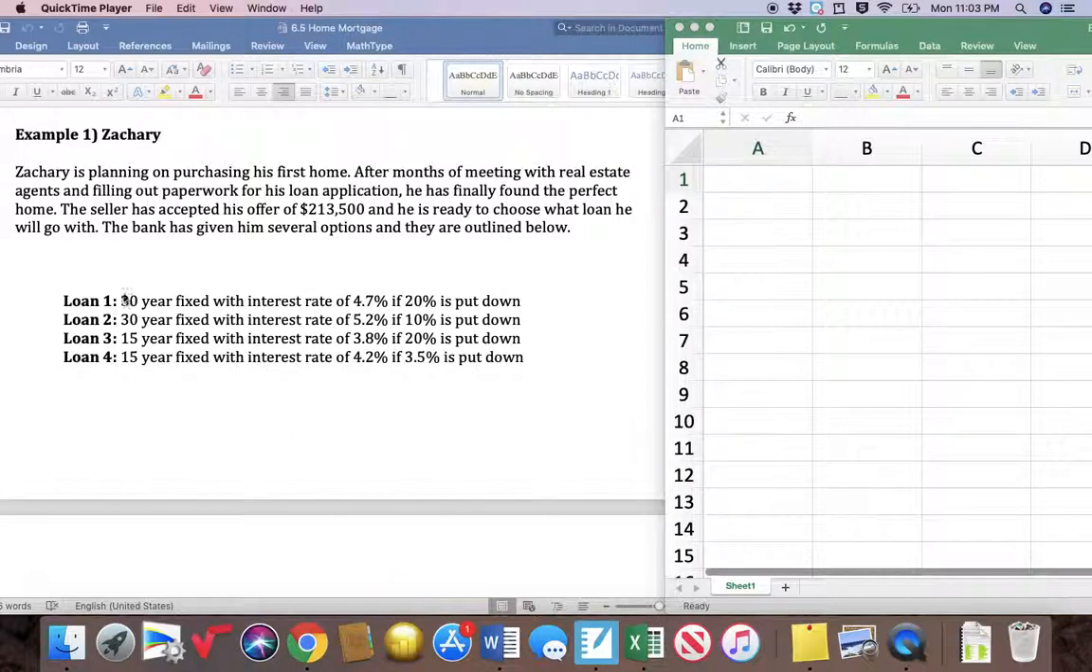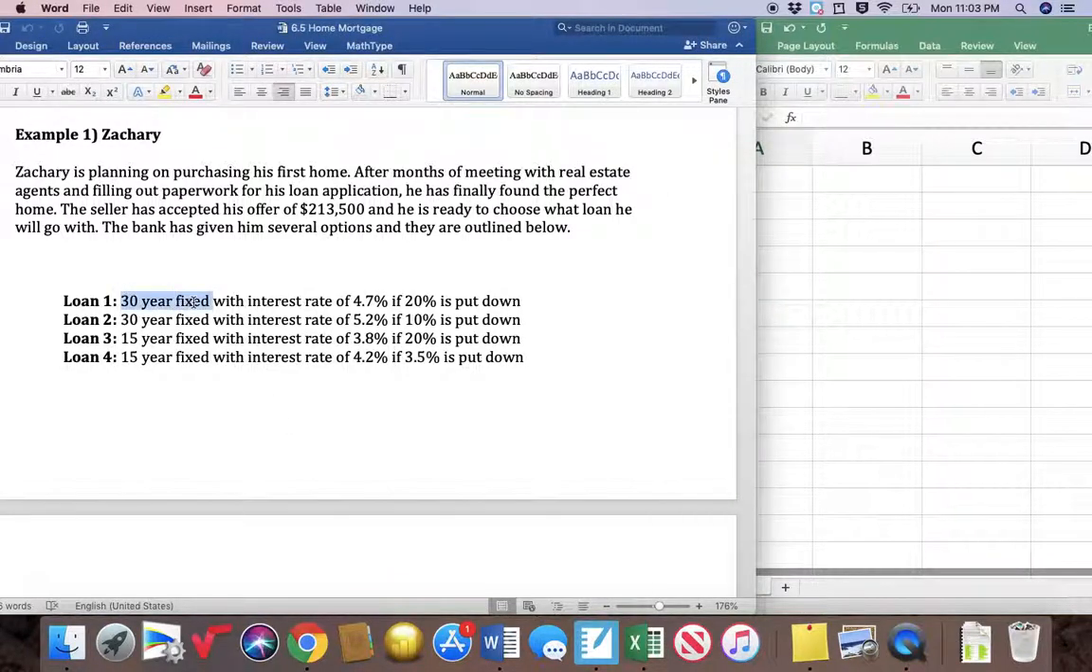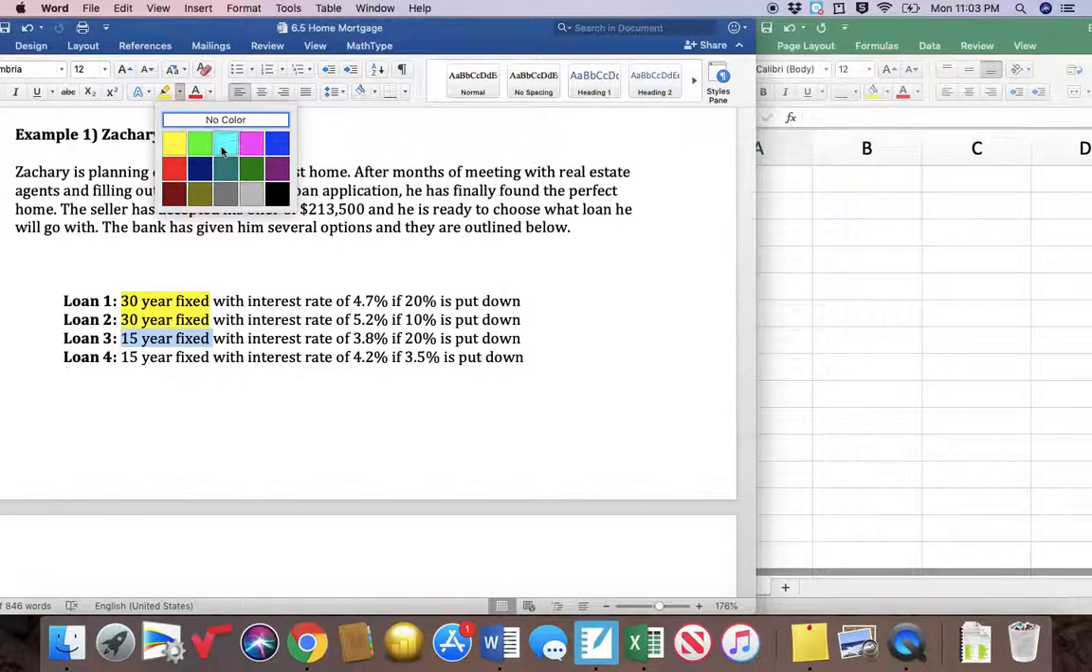First, notice that loans 1 and 2 are 30-year fixed loans, while loans 3 and 4 are 15-year fixed. So let's notice that first. Let's go with green here. That these term limits are different. Next over here, you've got different interest rates and different percent that is being put down.